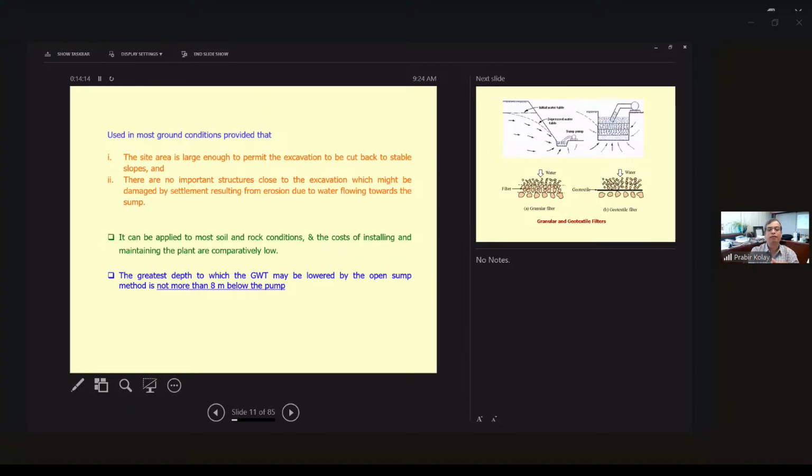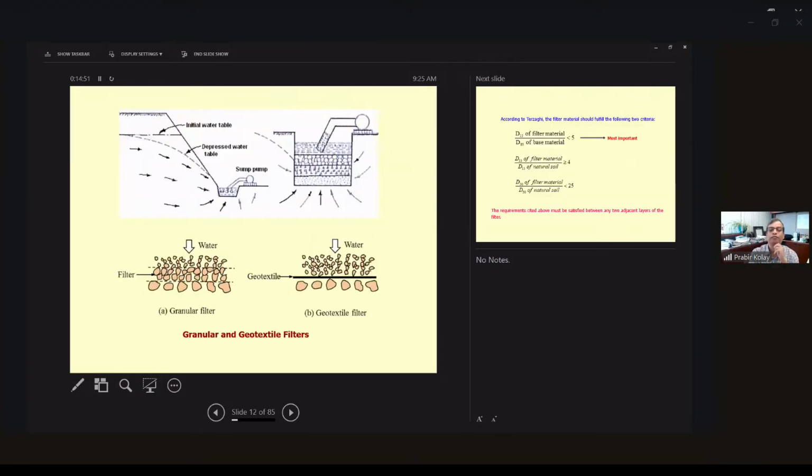The advantage of this open sump method is that it is easy, but you cannot go more than 8 meters below the pump. That's the limitation. You can use this when the site area is large enough to permit excavation and cutback to stable slopes, and there are no important structures close to the excavation, as it might cause damage from settlement resulting from erosion and water flowing towards the sump. So again, this is a very easy method, but if you want to reduce the water table below 8 meters, it's not possible.